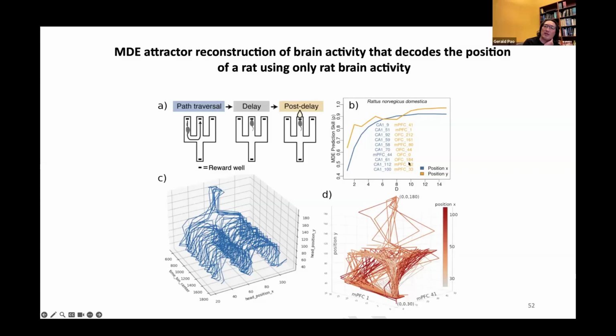The Y position, on the other hand, is from medial prefrontal cortex and orbital frontal cortex, which is the decision making, and which tunnel you want to go into. So not only does it allow you to predict up to about 90% accuracy, it also tells you from which places the information for this decision comes from.